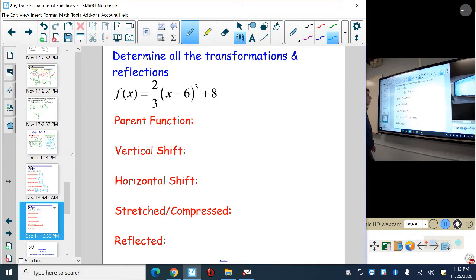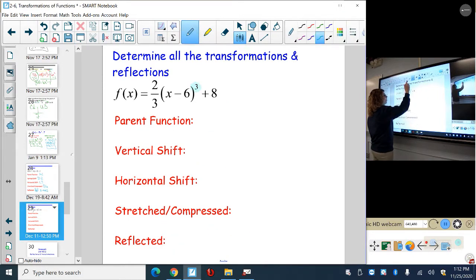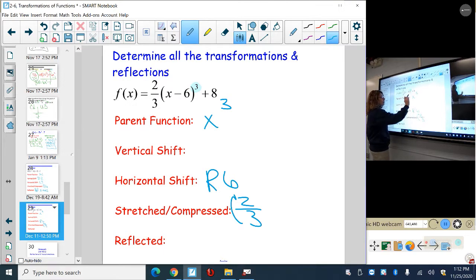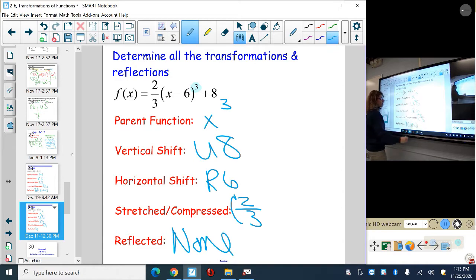Last problem. This is a cube, so therefore my parent function is x cubed. The 2/3 is a fraction between 0 and 1, so it's going to be compressed 2/3. The -6 is going to the right 6 units. The +8 is going up 8 units, and guess what the reflection is? It is none.